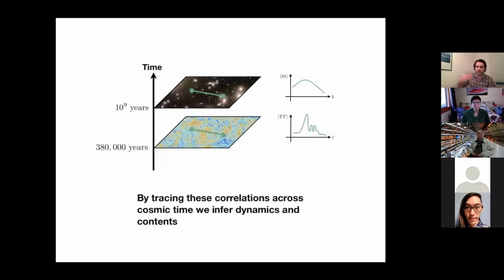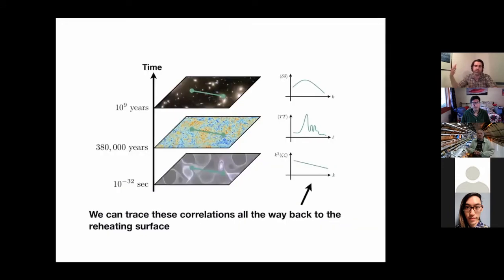And then what we do in cosmology is we trace these correlations through cosmic time, and by doing that, we infer the dynamics and contents of the universe. So for example, we can trace the correlations observed in late-time galaxies all the way back to the cosmic microwave background, where we can see that they originated as correlations in the temperature anisotropies measured in the CMB. Here's just a cartoon of the power spectrum of those temperature anisotropies. And we can trace these correlations even farther back, all the way to the beginning of the hot Big Bang.